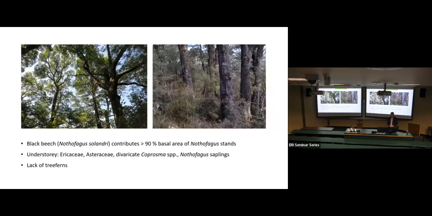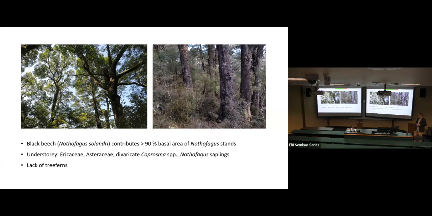The beech forest, as you can see, looks very different. Over 90% of the basal area is Nothofagus cliffortioides. The understory is more diverse, but very interestingly, as well as the Nothofagus saplings that are indicative of self-replacement in situ, there is a lot of Ericaceae in the understory.